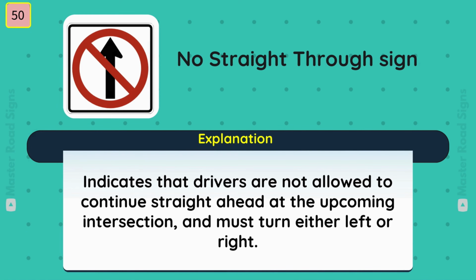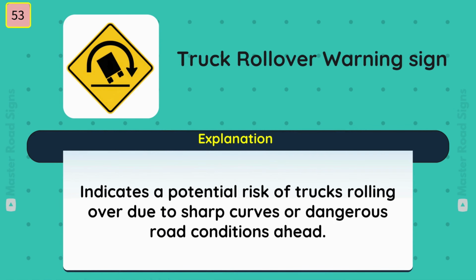No straight-through sign indicates that drivers are not allowed to continue straight ahead at the upcoming intersection and must turn either left or right. Truck rollover warning sign indicates a potential risk of trucks rolling over due to sharp curves or dangerous road conditions ahead.